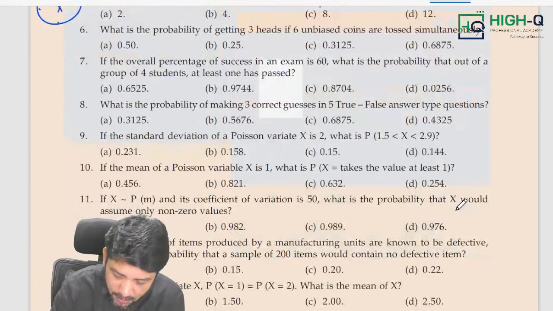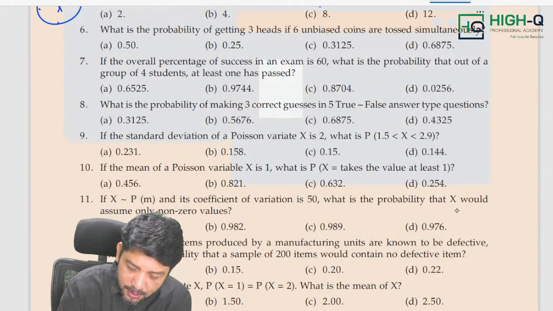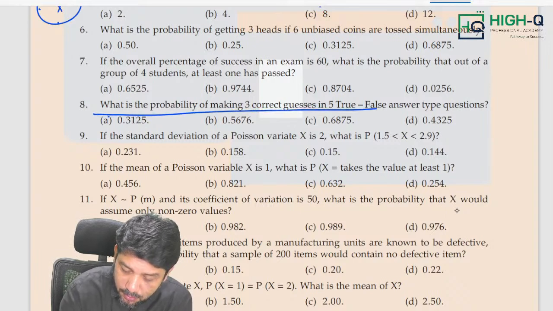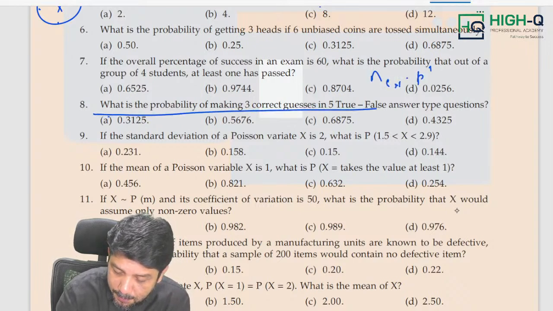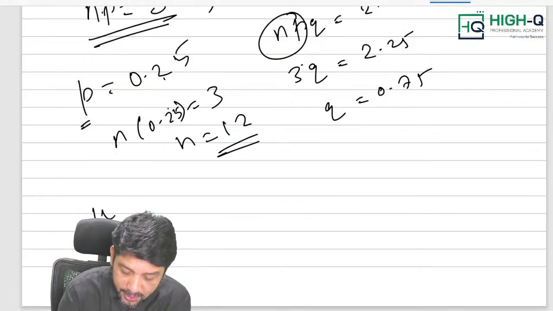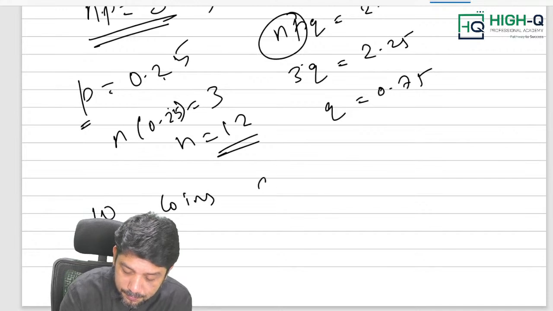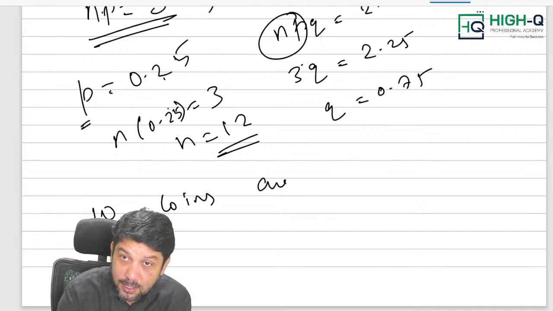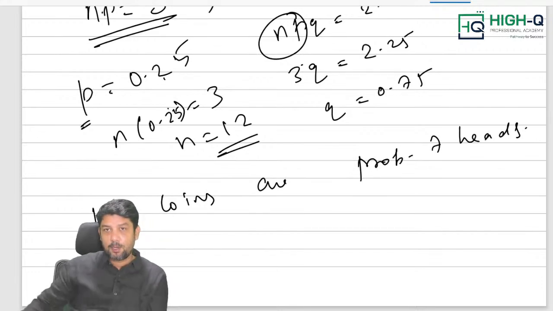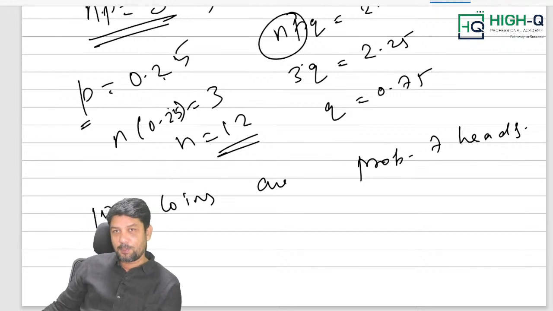Now, listen here. I think for these questions we have to use nCx into p power x into q power n minus x, am I right? I will give one shortcut. For example, if 10 coins are tossed, what is the probability of getting 7 heads? We need to find out the probability of getting 7 heads.